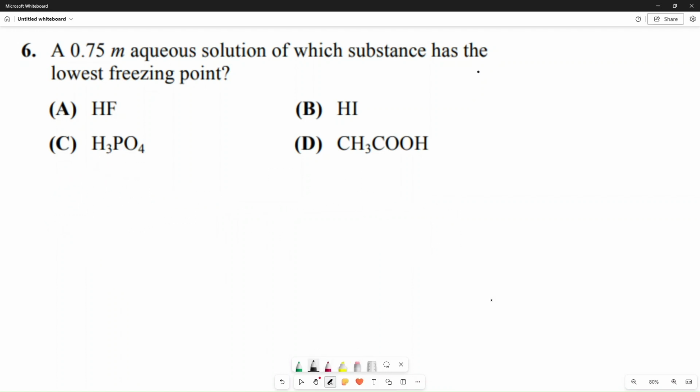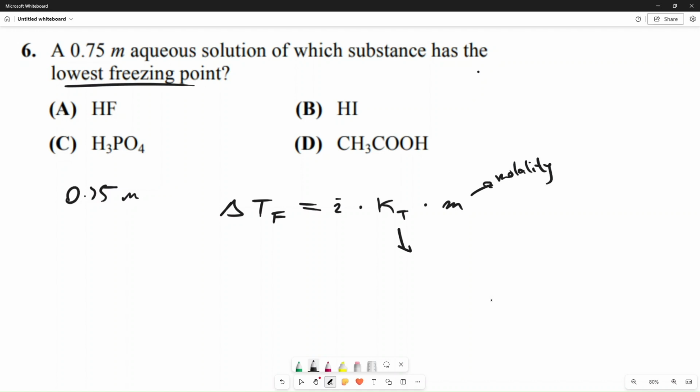Okay, so question number 6. A 0.75 mole aqueous solution of which substance has the lowest freezing point? So we're given a molality, right? 0.75 molality. You have to find the lowest freezing point. That's the freezing point depression equation, which is the change in freezing point is equal to, if I remember correctly, i times Kf times the molality. Okay, so this is, of course, the molality.